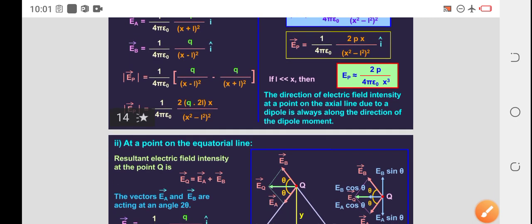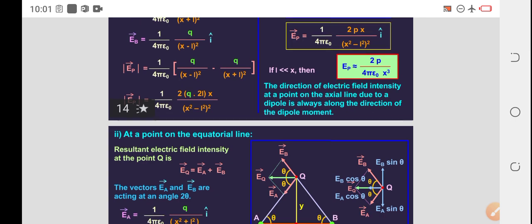The direction of electric field intensity at a point on the axial line due to the dipole is always along the direction of the dipole moment. So here the field intensity is along the dipole moment.